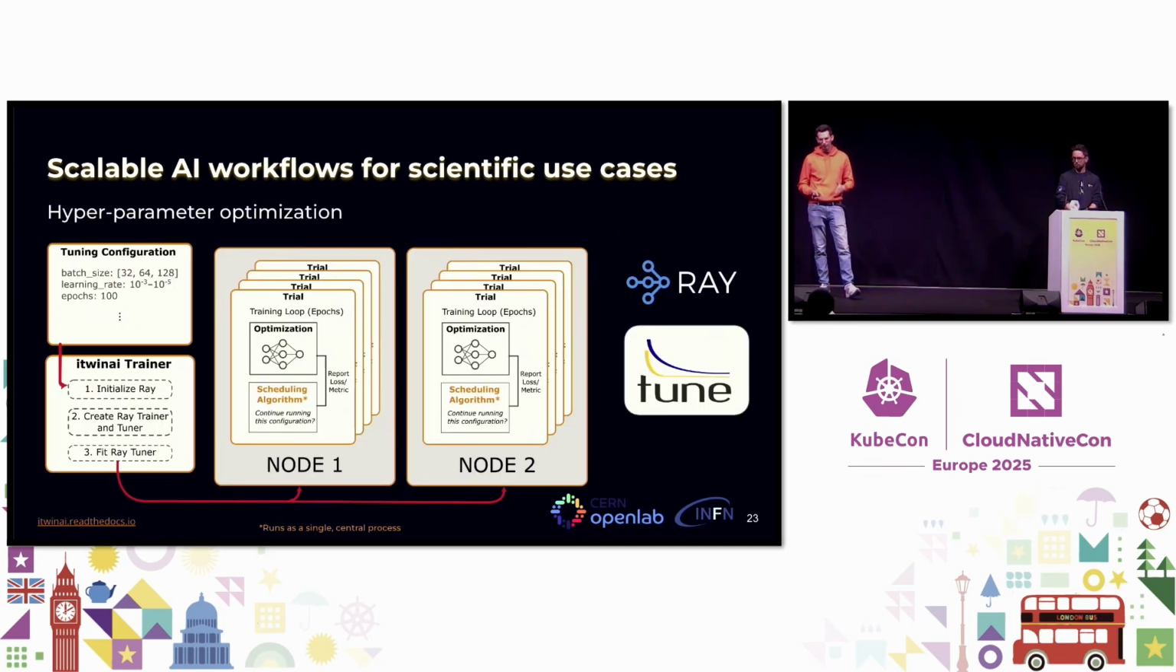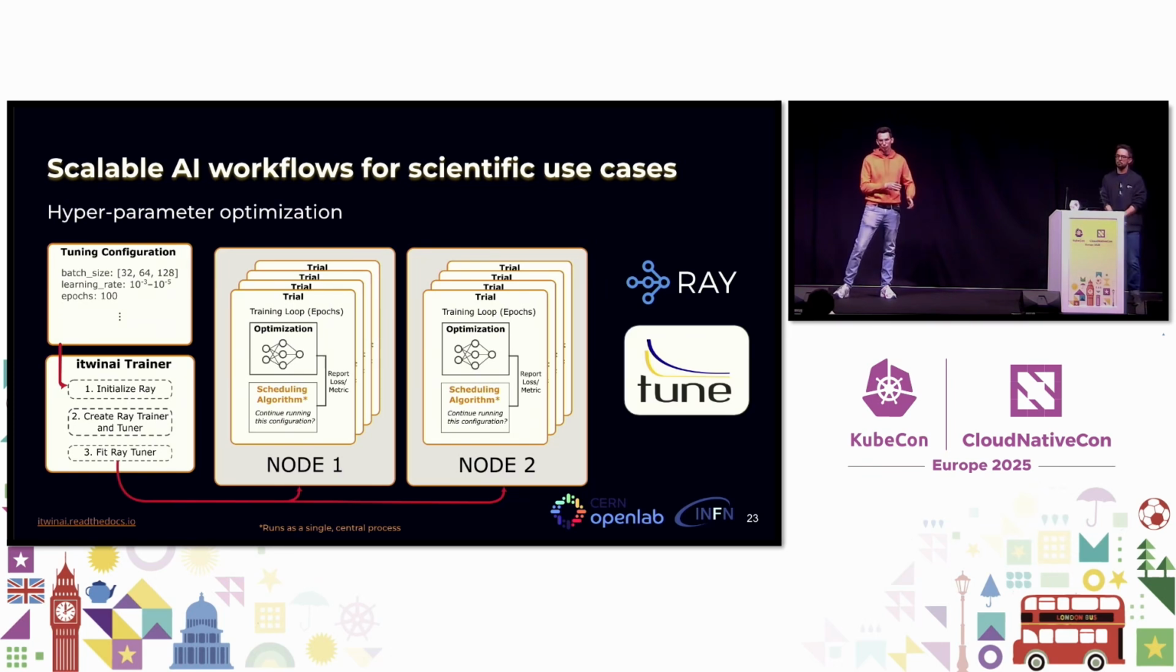Another key feature, as I was saying, is hyperparameter optimization. In this case, you can imagine you have a tuning configuration in which you define the ranges for your hyperparameters, and then the iTwin.ai trainer will make sure that individual training trials are run in parallel, so distributed over HPC infrastructure, over multiple nodes, and in an optimized way. And to do this, we rely on Ray Tune.